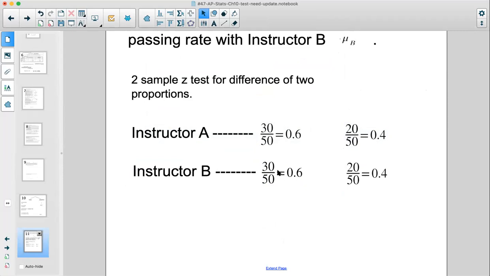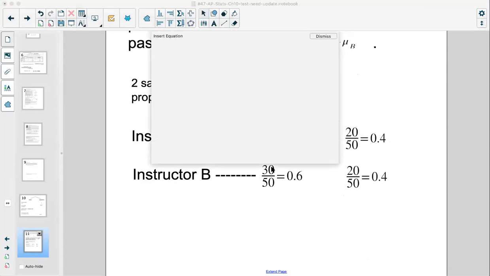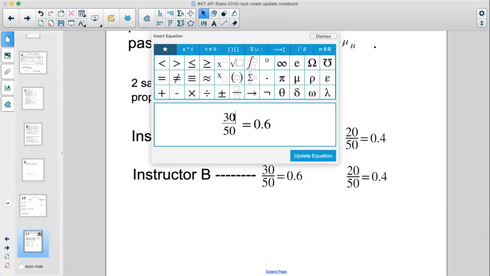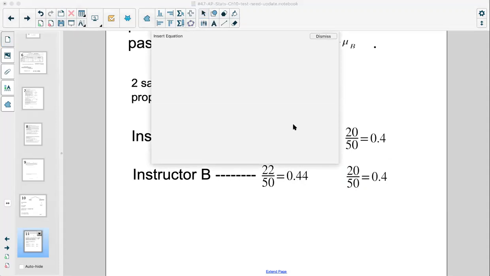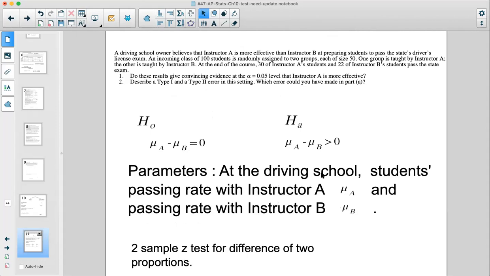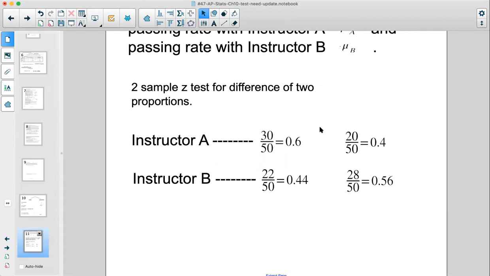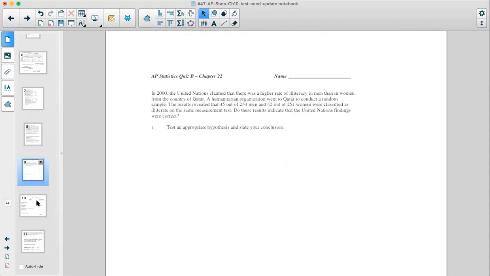So the instructor B is 22 out of 50, so it's 0.44. So it's 28, so 0.56. Okay. So for the combination of the results, you have to come up with it. Let's see if I have that.